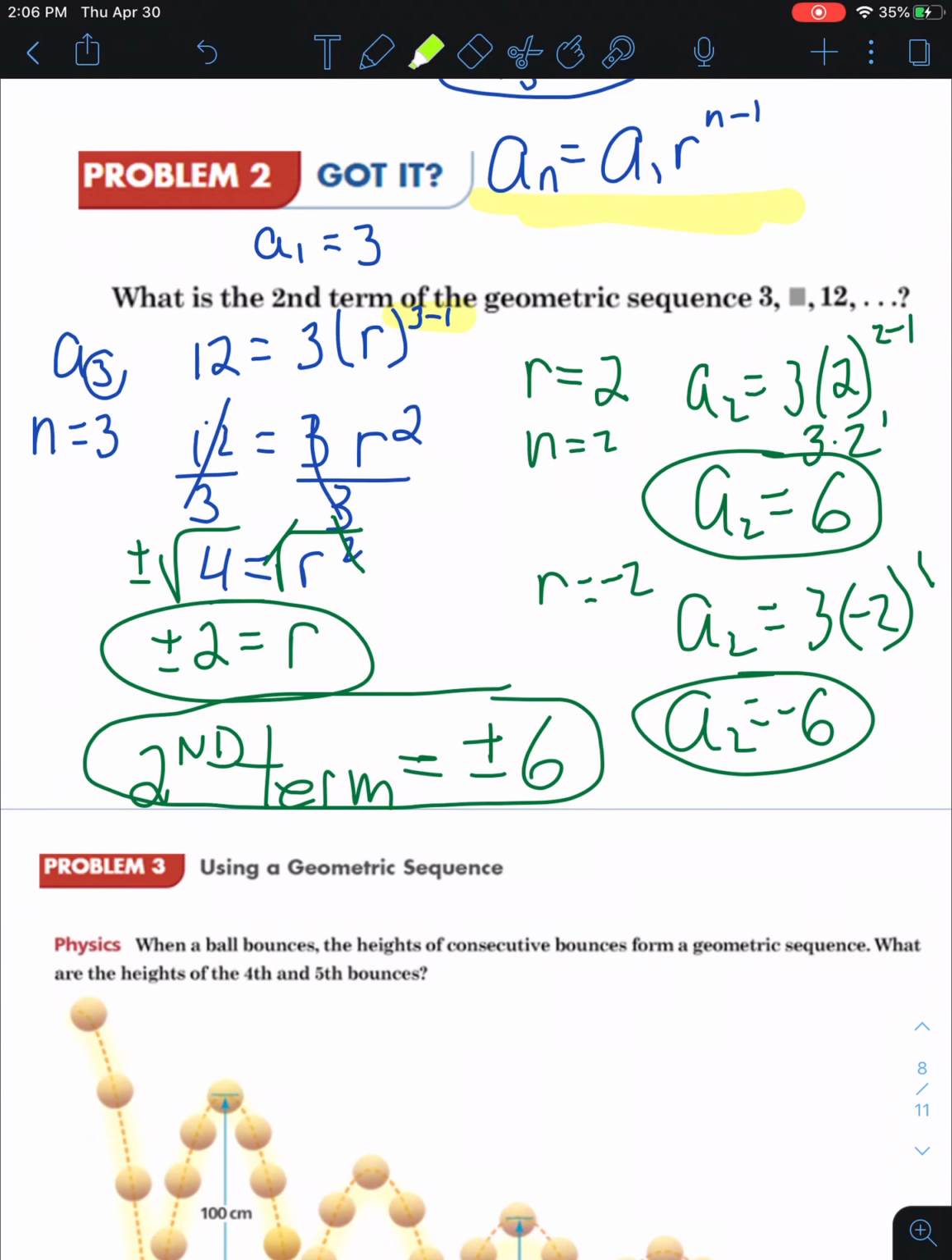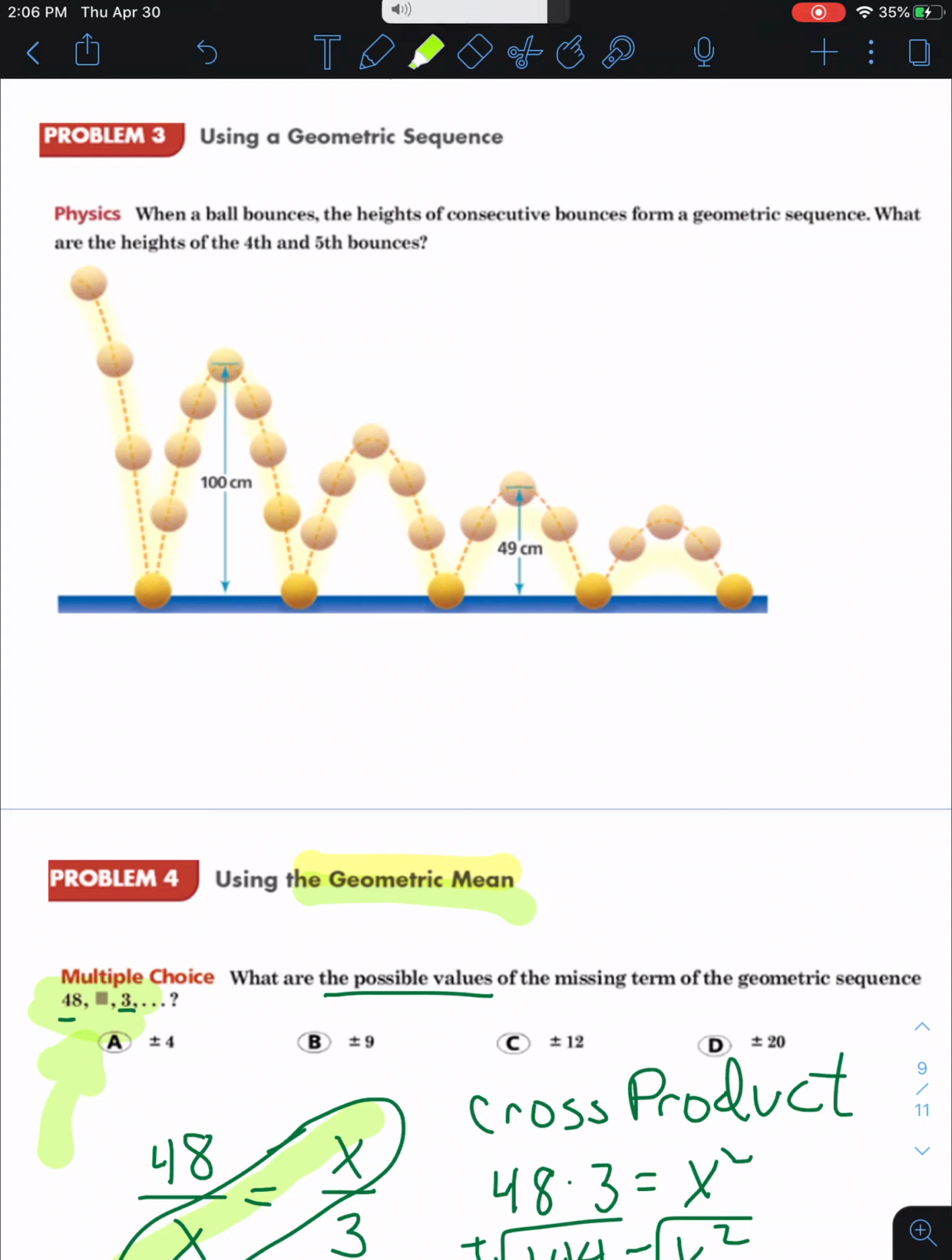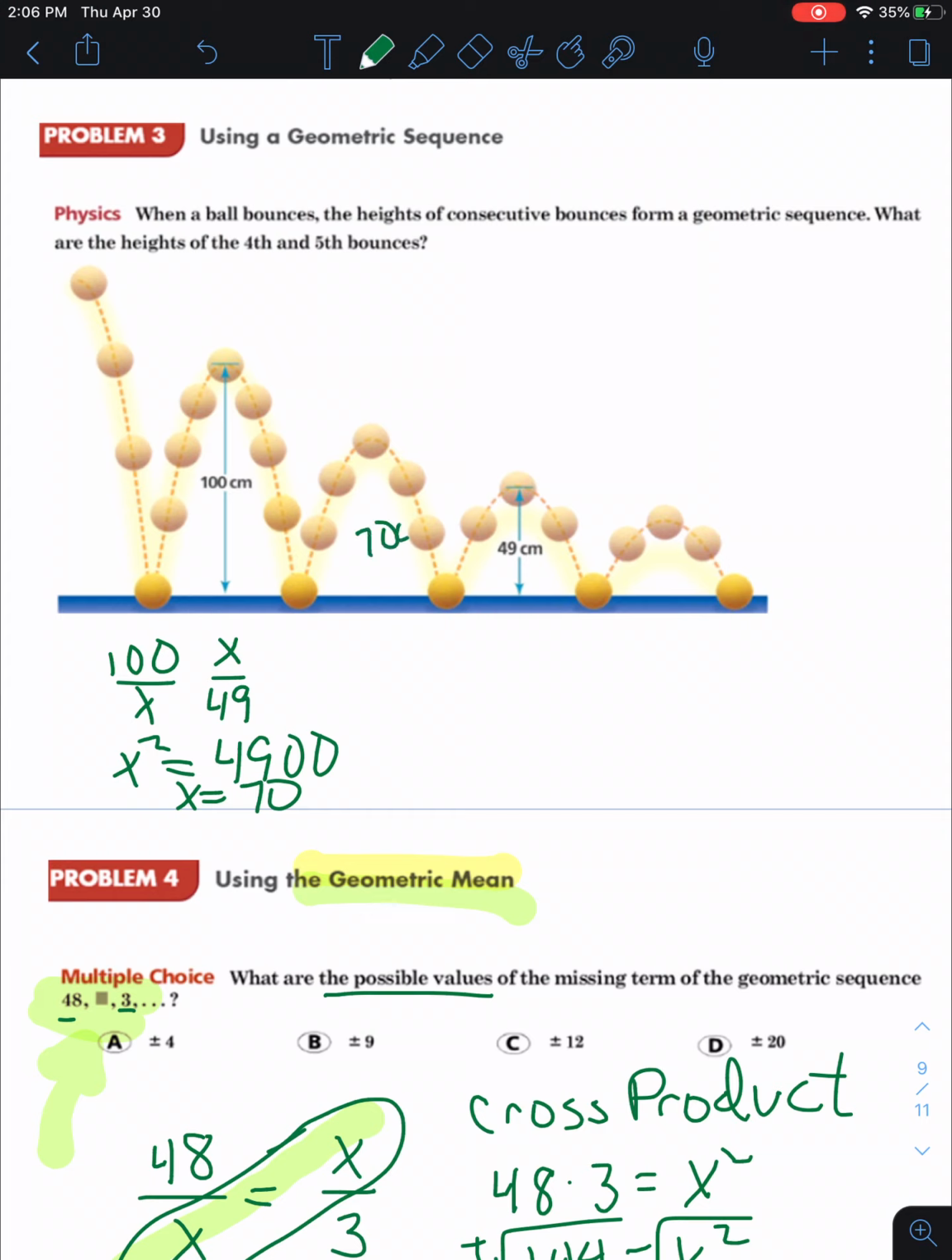Now, we're going to go ahead and back up and do that previous bouncy ball one. Oop, went too far. There we go. So when a ball bounces, the heights of the consecutive bounces form a geometric sequence. Right? So if I did the geometric mean that I just did in the last slide, I would take my 100 is to x as x is to 49 and get x squared equals 4900. Or x equals, and this one has to be positive 70 because it's going up. So this is 70 centimeters.